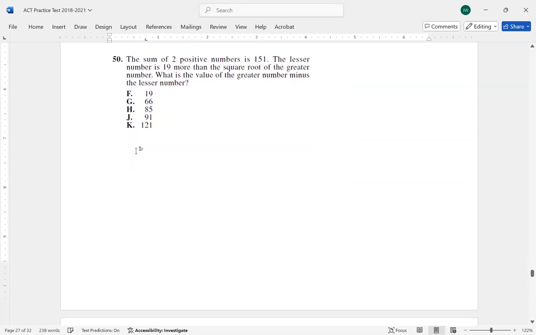Question 50. The sum of two positive numbers is 151. The lesser number is 19 more than the square root of the greater number. What is the value of the greater number minus the lesser number? So the two numbers, I'll call them A and B, add up to 151. The lesser number, we'll call A the smaller number, is 19 more, that's going to be adding 19, than the square root of the bigger number.